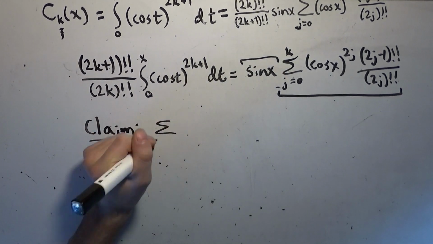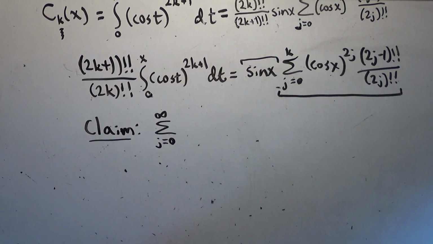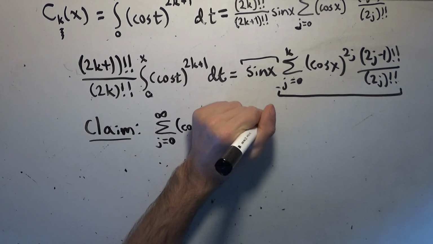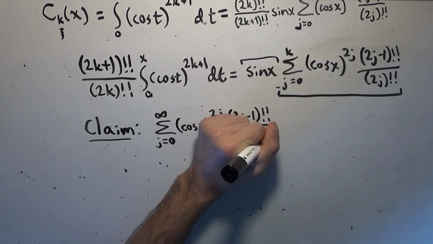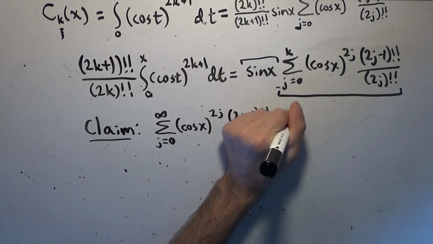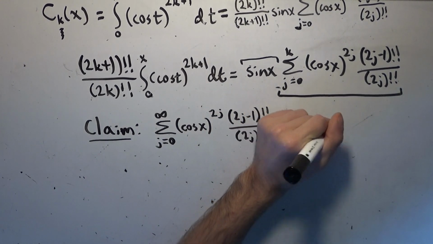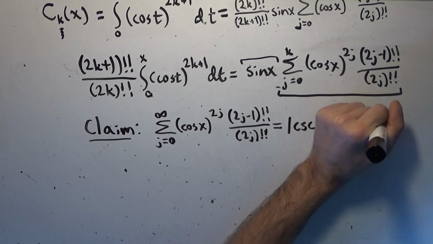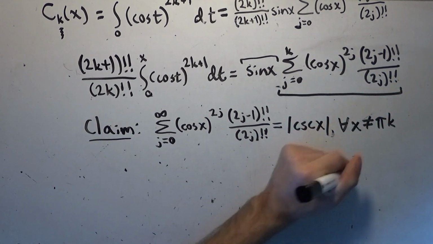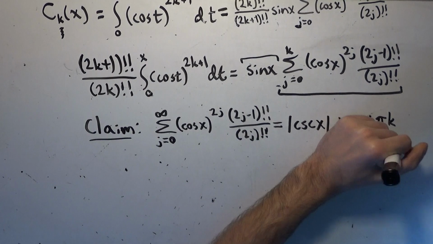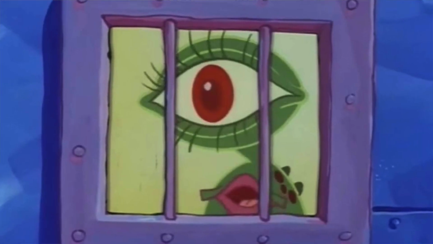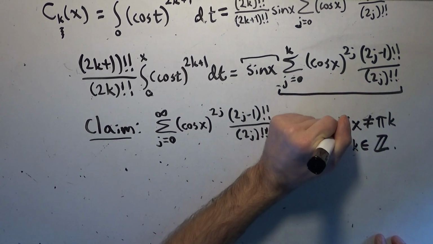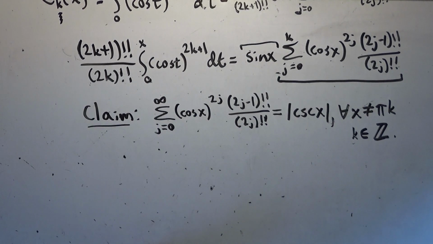My claim is that the sum from j equals 0 to infinity of cosine of x to the power of 2j, times (2j minus 1) double factorial over (2j) double factorial, is equal to the absolute value of the cosecant of x for all x not equal to an integer multiple of pi. So k is in the integers. That's the claim: that this is equal to the absolute value of cosecant of x for all x not equal to pi times k, where k is an integer, because then we'd be dividing by 0. So let's see if we can prove this.